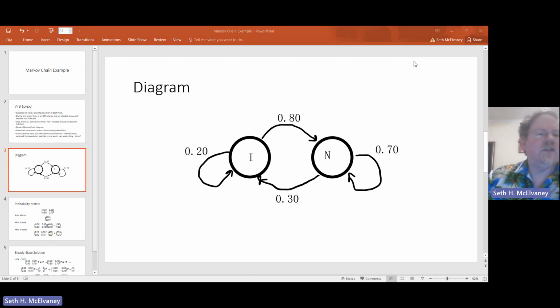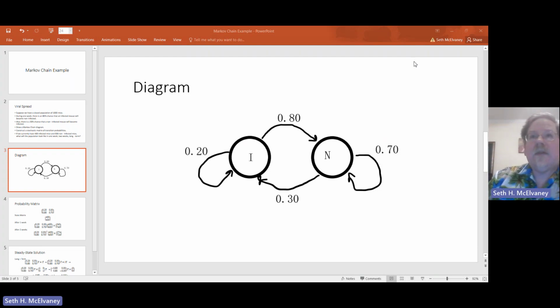And then it says there's a 30% chance that we are going to have a non-infected mouse transition to being infected. And of course, a 70% chance that that non-infected mouse will stay non-infected. All right, so there's our diagram. It basically looks at all the different ways we can transition from one state to another. So again, it's a simple two-state Markov chain.